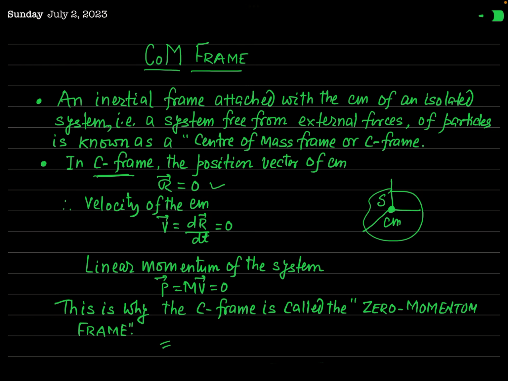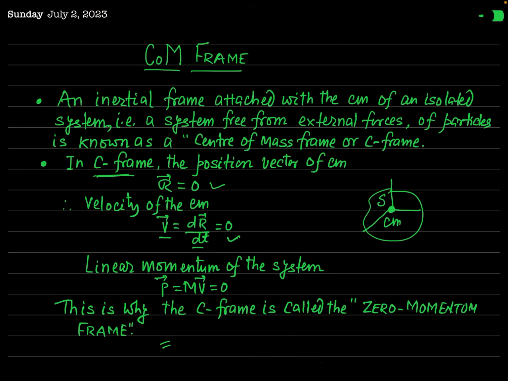But if R is 0, what will be the velocity of the center of mass? Since the velocity of the center of mass is dR by dt, but R is 0, so this will also be 0. It is obvious that you are considering the center of mass as a frame and you are talking about the velocity of the center of mass in that frame. So the velocity of any body with respect to itself is always 0. That's why we simply say that in the center of mass frame, the center of mass is always at rest. So the velocity of CM in the CM frame will be equal to 0.